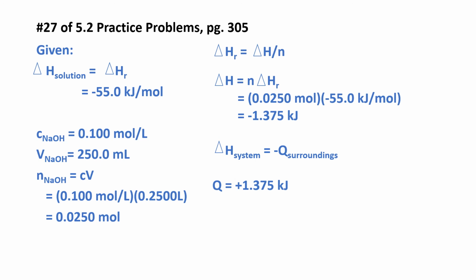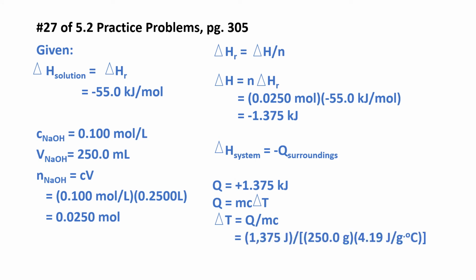And now we can go to our formula, Q equals mcΔT. Because we are looking for a change in temperature, we have to rearrange this formula. So we're going to rearrange it by dividing both sides by mc. That gives us a delta T equal to Q divided by mc. And then we put in our numbers and we solve. And we find that the temperature has increased by 1.31 degrees Celsius.